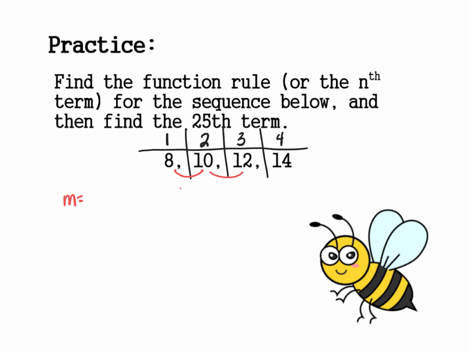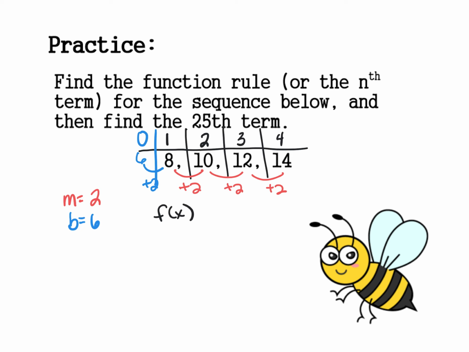To go from 8 to 10, that's an increase of 2. 10 to 12 is an increase of 2. 12 to 14 is an increase of 2. So my change is 2. It's a positive 2. Now I want to work backwards to get the 0 term. So what number did I add 2 to in order to get 8? So that would be 6. So my b value is 6.